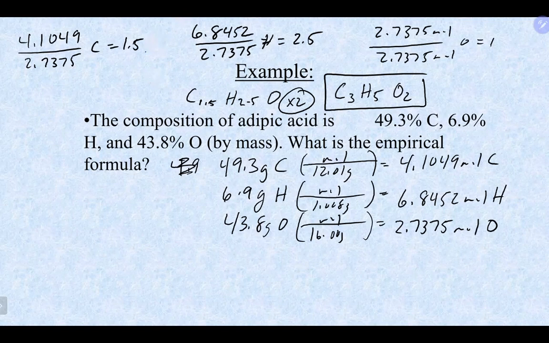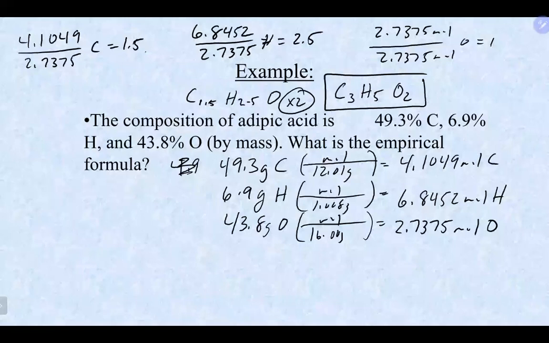So again, this also demonstrates that you may not hit whole numbers on all of them, or maybe multiple ones are not whole numbers, but usually you should be able to clear them with the same multiple that you multiply by. Any questions on how to calculate empirical formulas?